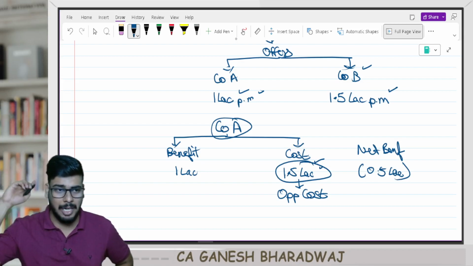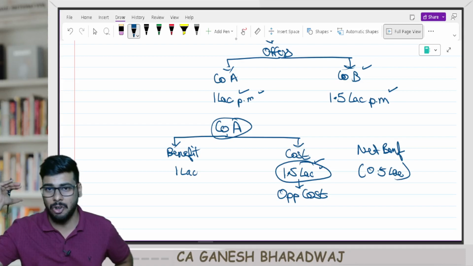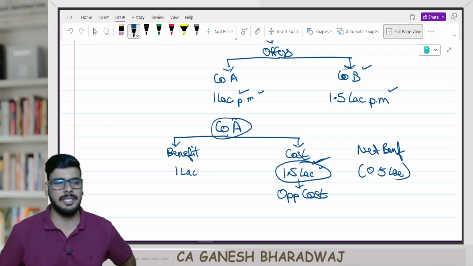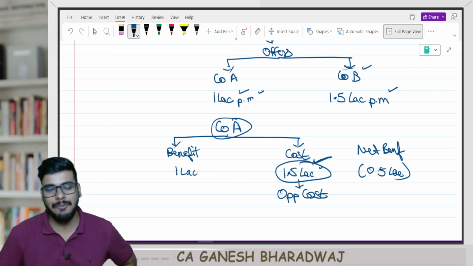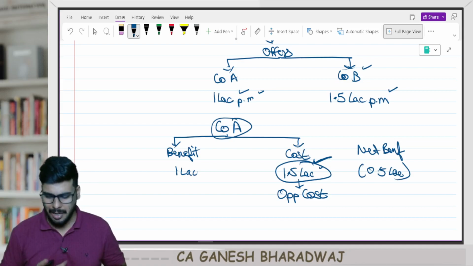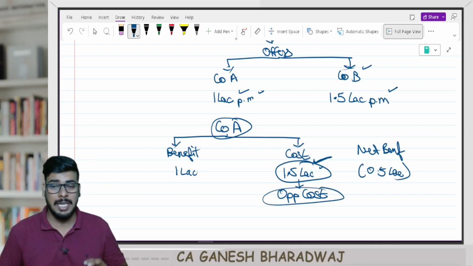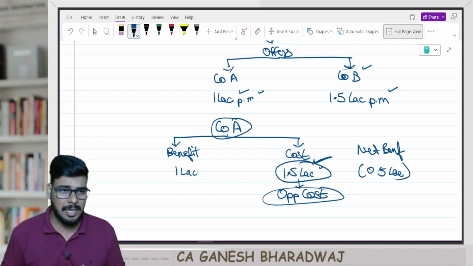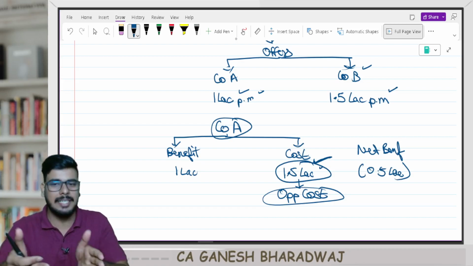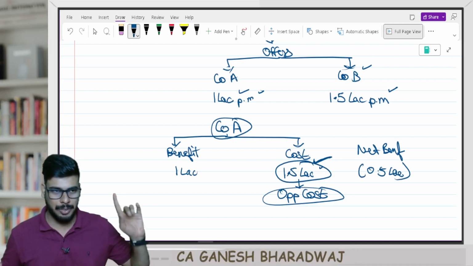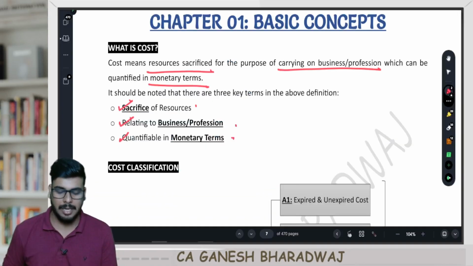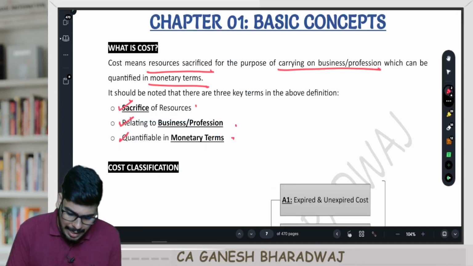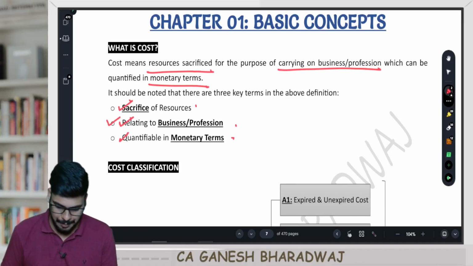So the first part of the definition is sacrifice of resources. Don't just say that I need to shell out some money to actually incur a cost. It's not like that. Even if you sacrifice, in this case, it is called cost. There is a concept called opportunity cost. When to consider opportunity costs and when not to consider them is the next discussion we will be doing. Clear with this, guys? And the second part of the definition is relating to business or profession, right?